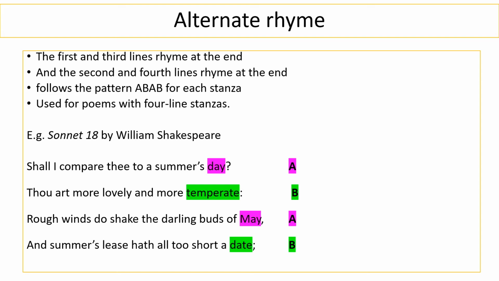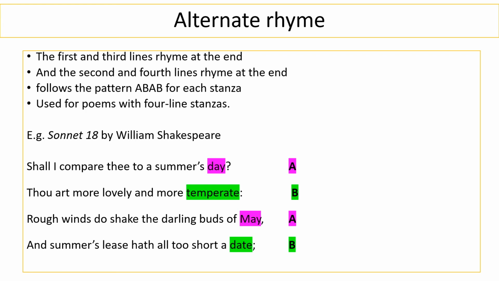I'm going to show you a very common 4-line stanza and what William Shakespeare actually developed as the sonnet. So this is Sonnet 18 by William Shakespeare. Shall I compare thee to a summer's day? Thou art more lovely and more temperate. Rough winds do shake the darling buds of May, and summer's lease hath all too short a date.